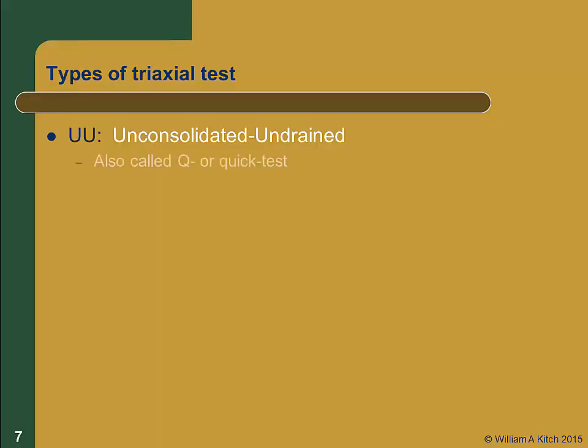It's also called a Q or quick test since we do not have to wait for consolidation, nor do we have to wait for drainage during the shear phase. The CD test is a consolidated drained test. In this test, the drainage valve is always open. This is an effective stress test since no excess pore pressures are allowed to accumulate. It's also called an S or slow test since we have to wait for consolidation to be completed during phase 1 and we have to shear the specimen slowly during phase 2 so that no excess pore pressures are generated.